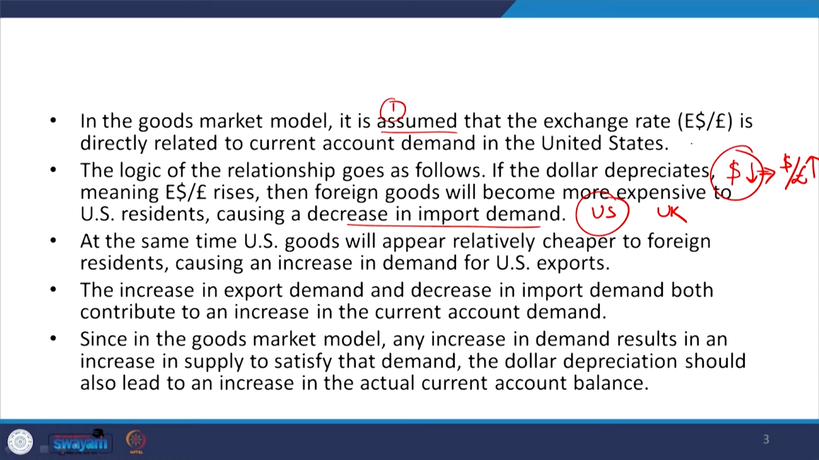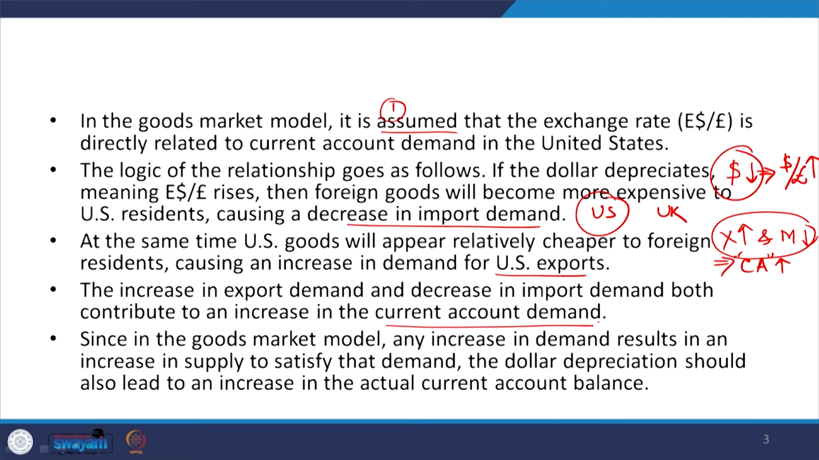So, with the same logic, we will also mention that US goods will appear relatively cheaper to foreign residents, and thereby that will eventually lead to higher US exports. So, the exports of US increase and imports of US decrease. So, this is implying a favorable current account balance, all right. So, current account improves. So, the increase in export demand and decrease in import demand will both contribute to an increase in the current account demand. This is what I have already mentioned.